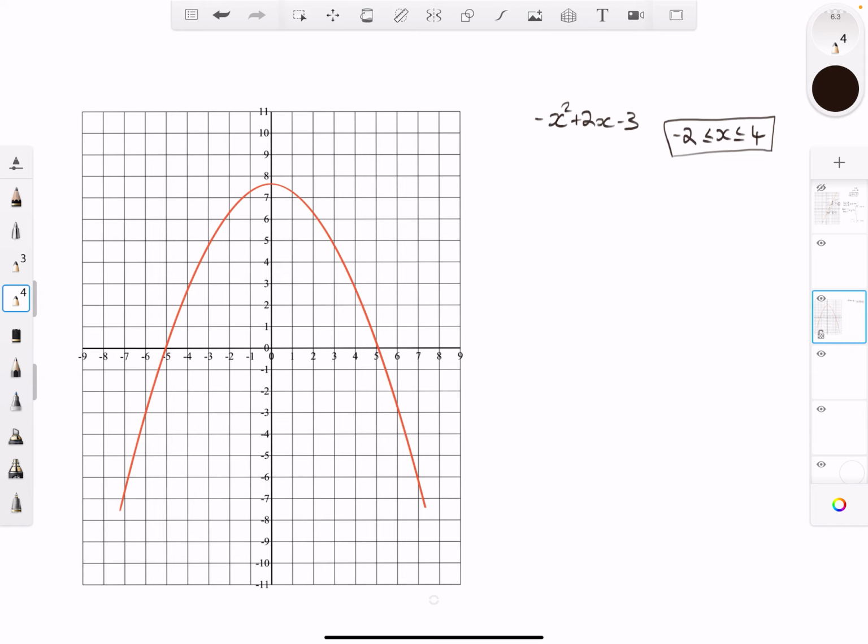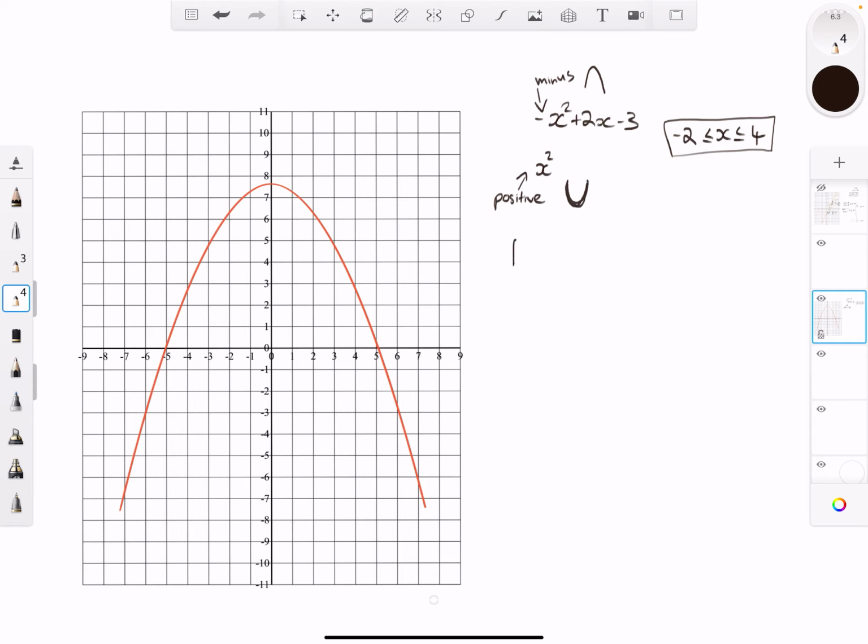So if you have a minus in front of the x squared, you're going to have an n-shaped, an upside down u. If you have a positive x squared, that's a positive, okay? Because there's no sign in front, it's positive. If you have a positive x squared, you're going to have a u shape. All right, so you need to be careful of that.